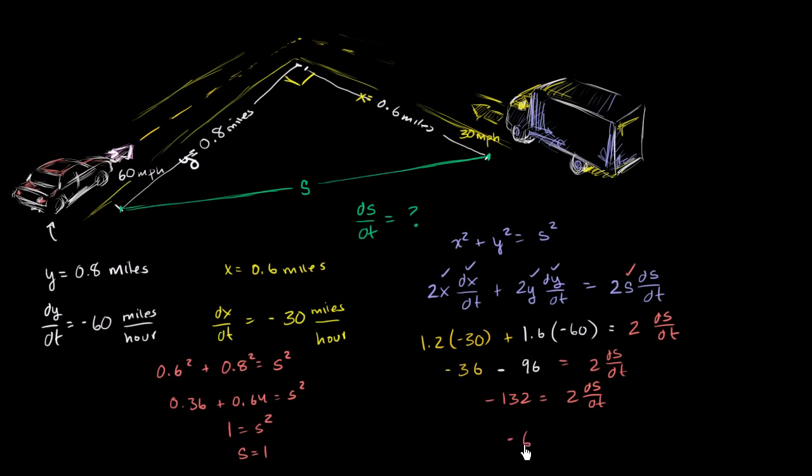We get negative 66. And now we can put our units if we want. Miles per hour is the rate at which our distance is changing with respect to time. So ds/dt is negative 66 miles per hour. Does it make sense that we got a negative number here? Well, sure. This distance is decreasing right at this moment as they approach the intersection.